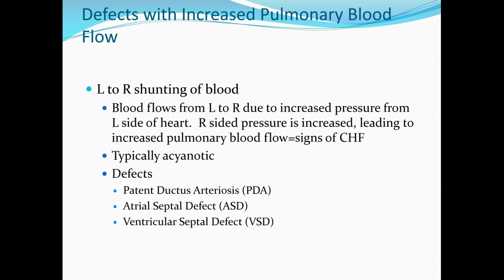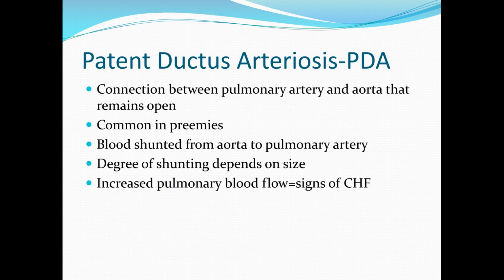So defects with increased pulmonary blood flow. You're going to have left to right shunting of the blood. The blood flows from left to right due to increased pressure from the left side of the heart. The right-sided pressure is increased, leading to increased pulmonary blood flow, which results in signs of congestive heart failure. These again, think about that drawing, typically acyanotic. These defects include PDA, ASD, and VSD, and we're going to go over those now.